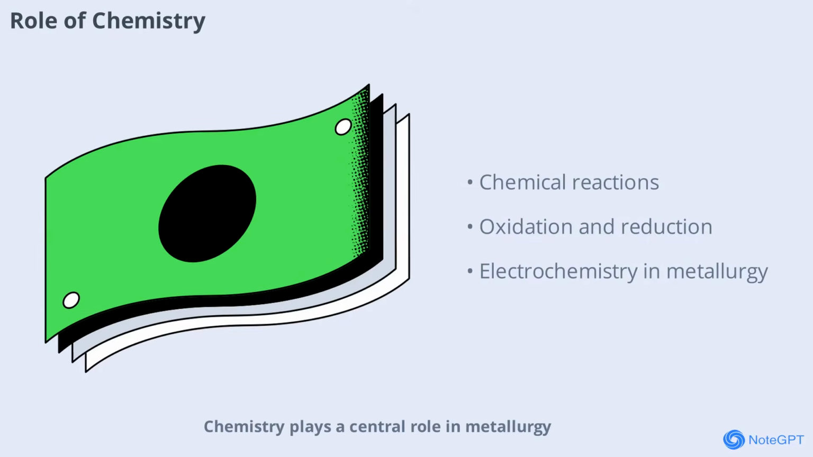Chemistry plays a central role in metallurgy. Chemical reactions are involved in every step, from concentration to extraction and refining. Understanding oxidation, reduction, and electrochemical processes is crucial for mastering metallurgy. This knowledge helps in developing new methods and improving existing ones for better efficiency and sustainability.